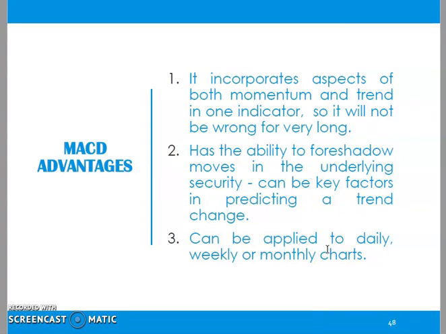So this is the advantage of MACD. It incorporates aspects of both momentum and trend in one indicator, so it will not be wrong for very long. Second, it has the ability to foreshadow moves in the underlying security. We can see that MACD is mirroring the price movement, so it can be used as a key factor in predicting a trend change. Third, MACD can be applied to different time frames such as daily, weekly, or monthly.